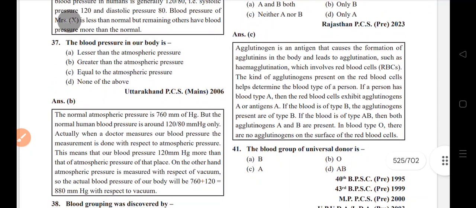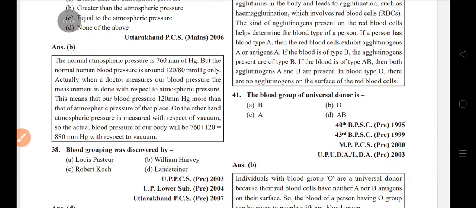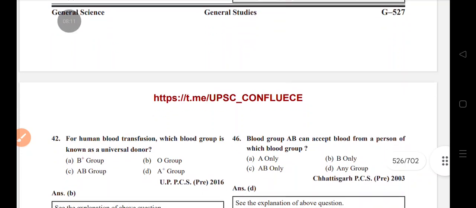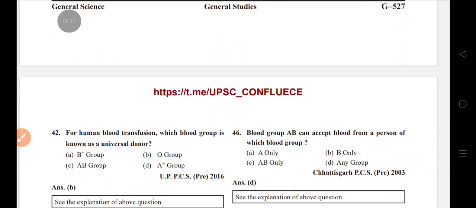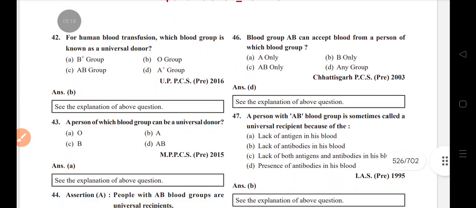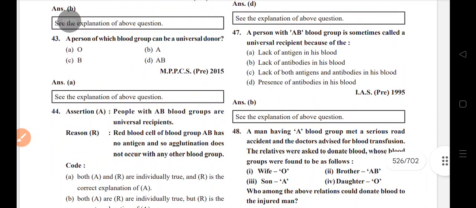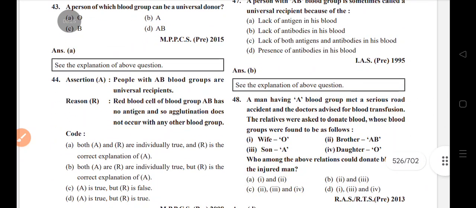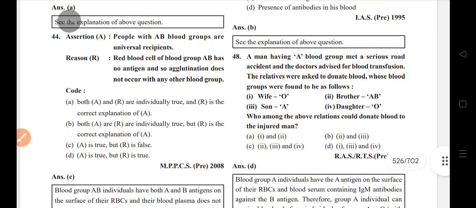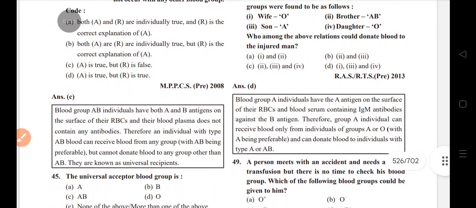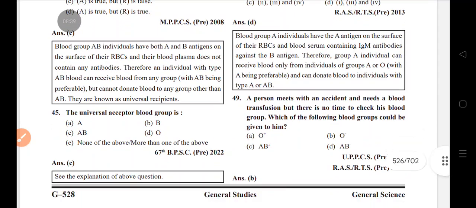The blood group of the universal donor is O. For human blood transfusion, which blood group is known as the universal donor? O. People with AB blood group are universal recipients. The RBC of blood group AB has no antibody, so agglutination does not occur with any other blood group. Universal acceptor: AB.